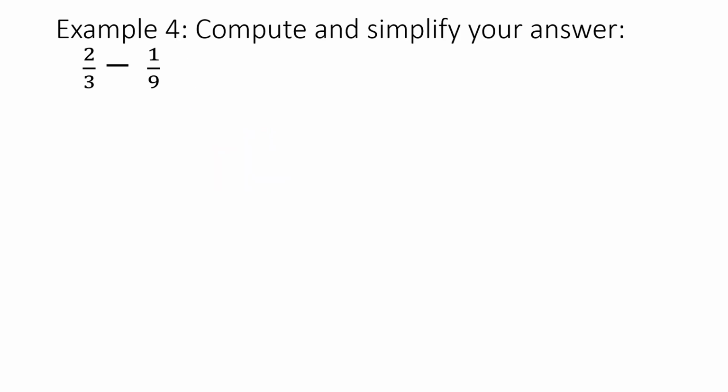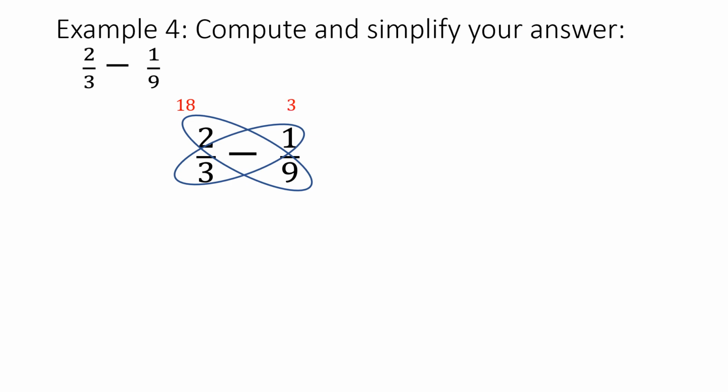Okay, let's look at example 4. This is our last example. This time we're computing and simplifying our answer for two fractions that don't have a common denominator, and we're subtracting this time instead of adding. And so I'm going to utilize the same method that I used in example 3, and I'm going to multiply across the diagonals. I'm going to start with the 2 times 9, and that's going to give me 18. And then I'm going to multiply 3 and 1 to get 3, and then I'm multiplying the two bottom numbers, 3 and 9. That's going to give me 27.